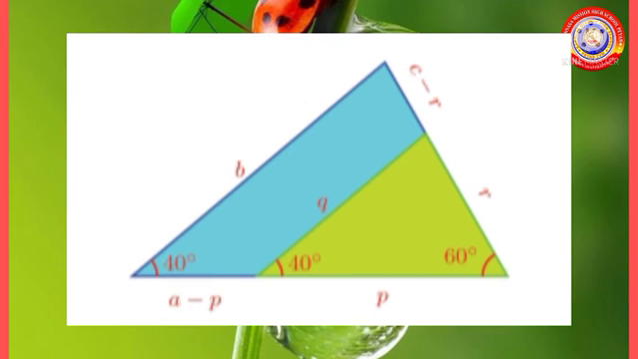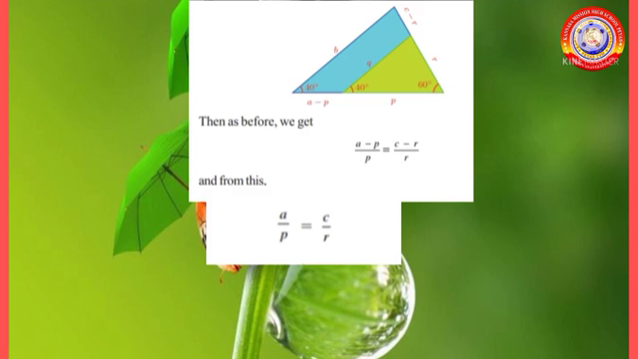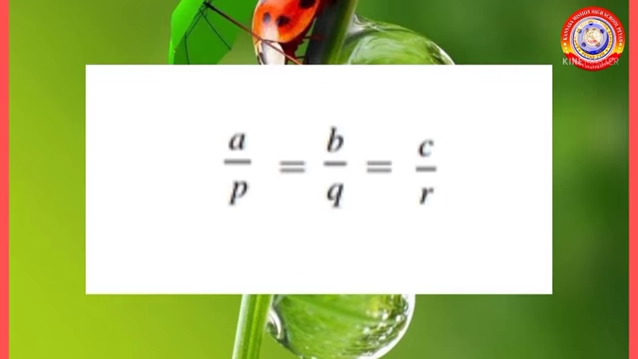And if we place the triangles with the right corners together instead of the left, we will get the sides like this. Okay, then as before, we get (A minus P) by P is equal to (C minus R) by R. From this, we get A by P is equal to C by R. Let's write together the equations we got from the two different cases: A by P is equal to B by Q is equal to C by R.